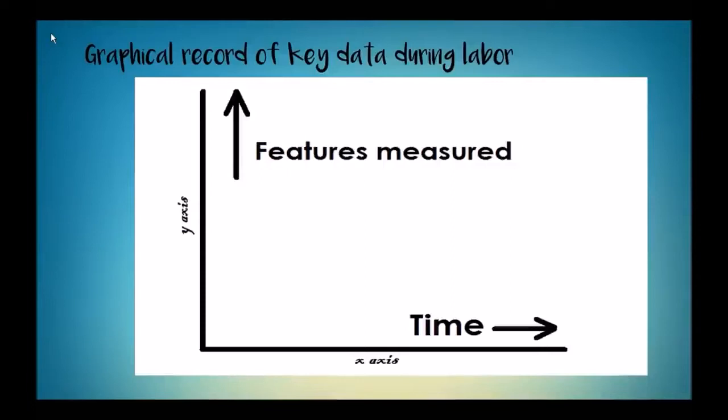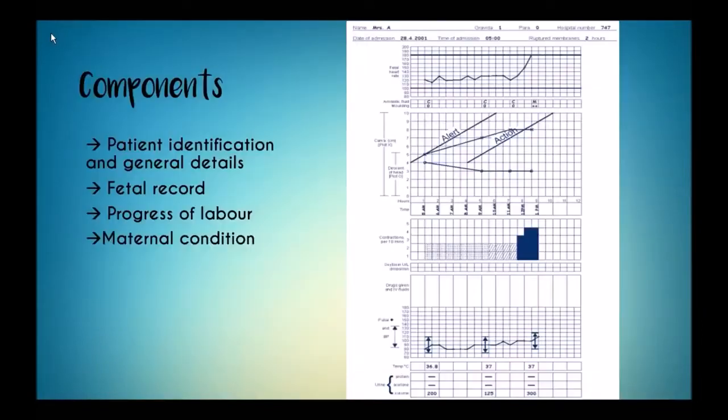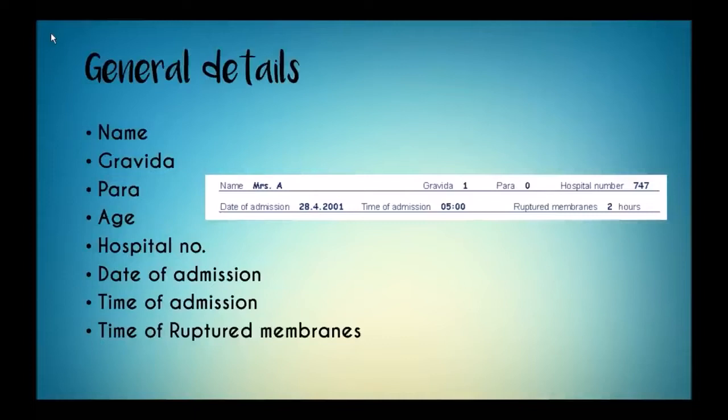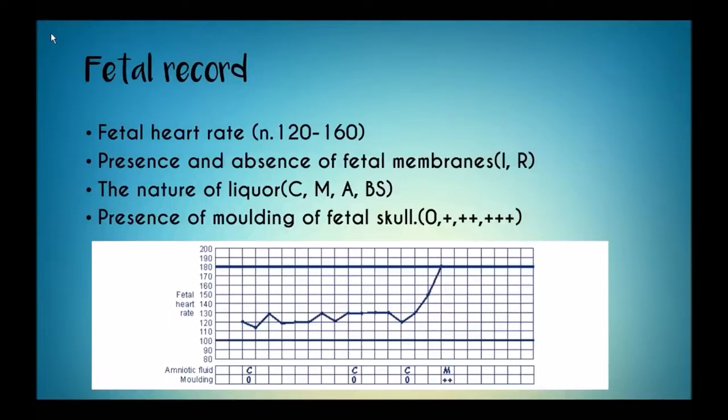All the key data during the labor is plotted on y-axis against time on x-axis. The components of the Partograph are patient identification and general details, fetal record, progress of labor, and maternal condition. The general details include name, gravida, para, age, hospital number, date of admission, time of admission, and the time of rupture of membranes. The fetal record contains fetal heart rate, normally it is between 120 to 160 per minute.